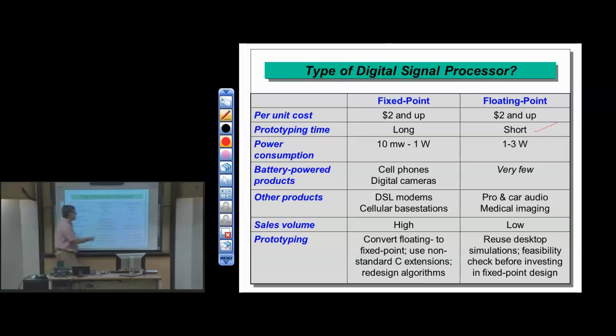But for fixed point, now I have to convert designs into 16-bit integer. I don't have the scaling of the exponent anymore. I can get all kinds of crazy quantization effects. Power consumption is generally a bit lower for the fixed point. Again, the word sizes are smaller. This is typically 16-bit, for example. And this is typically 32-bit, right, for the floating point.